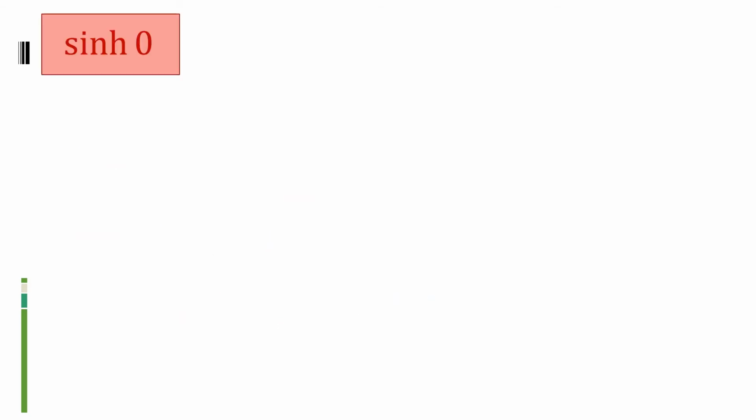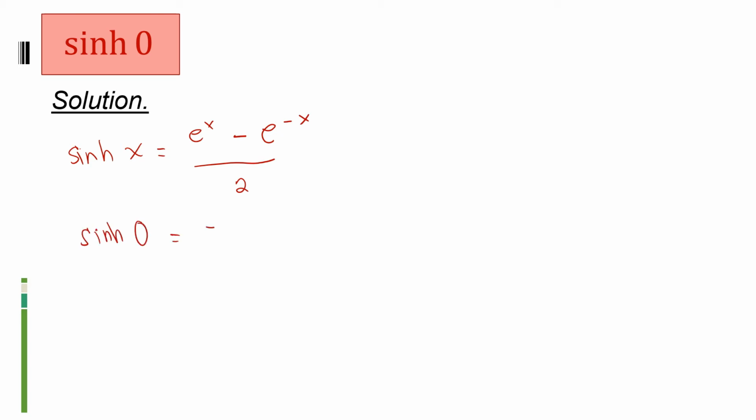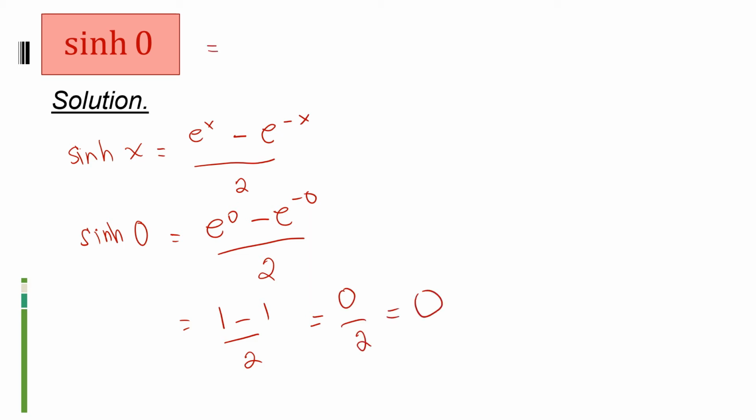Let's find the exact value of hyperbolic sine of 0. For our solution, we know that hyperbolic sine of x is equal to e raised to x minus e raised to negative x all over 2. So hyperbolic sine of 0 is equal to e raised to 0 minus e raised to negative 0 over 2. So that is now equal to 1 minus 1 over 2 or 0 over 2. That is now equal to 0.